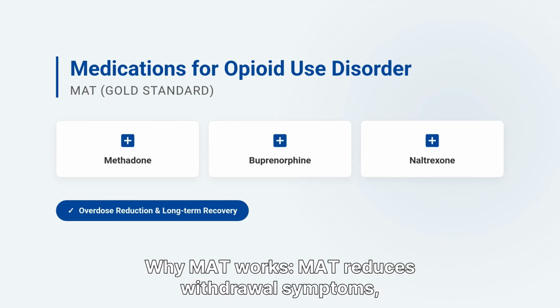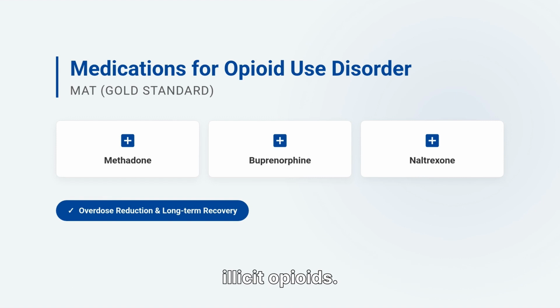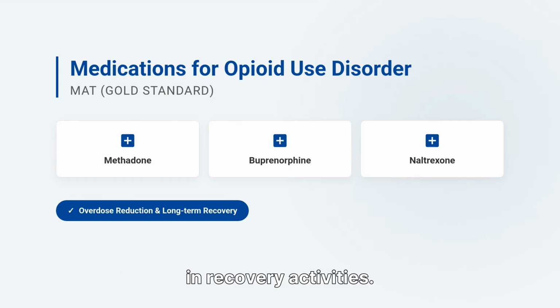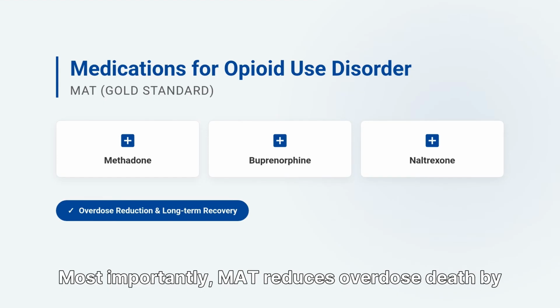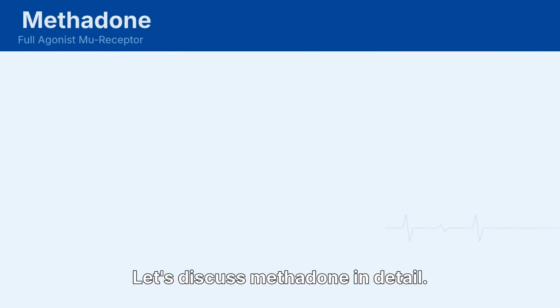Why MAT works? MAT reduces withdrawal symptoms, decreases cravings, and blocks the euphoria from illicit opioids. It allows patients to stabilize and engage in recovery activities. Most importantly, MAT reduces overdose death by 50% or more. This is life-saving treatment. Let's discuss methadone in detail.